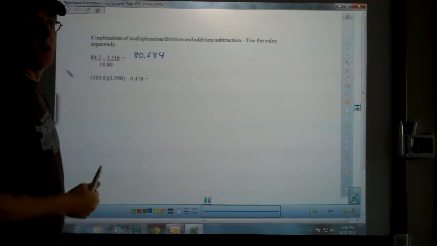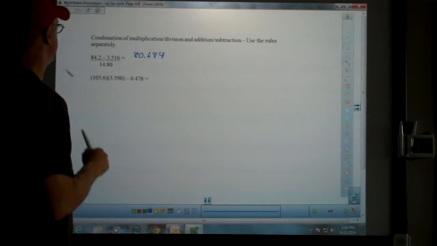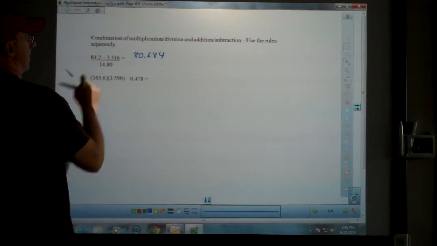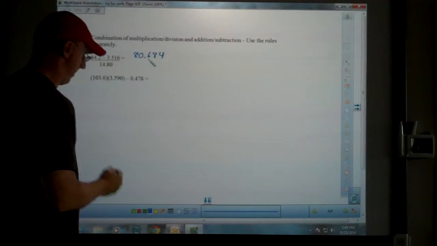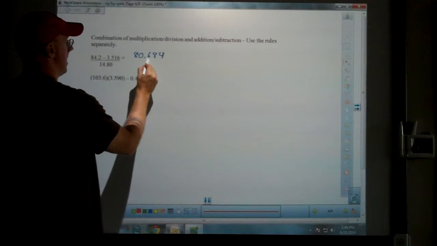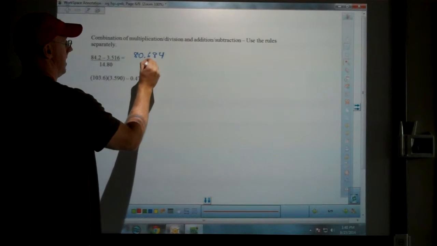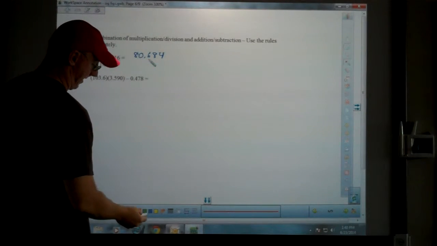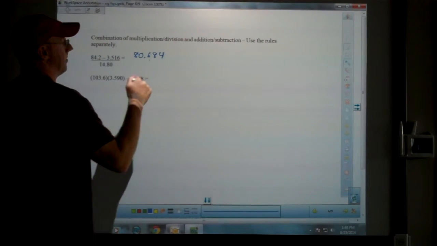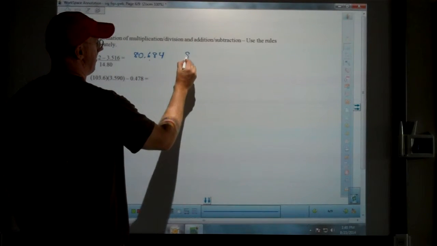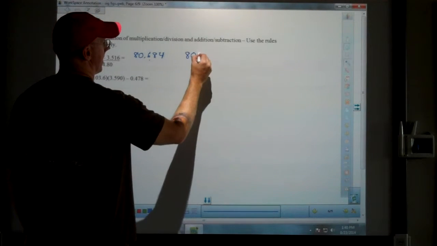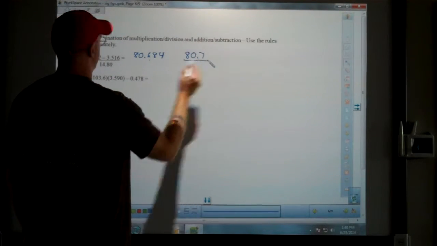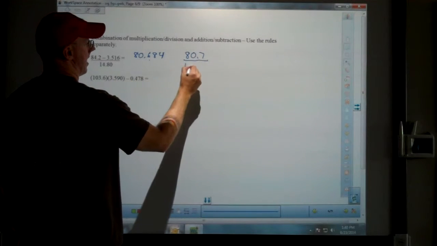And so you would want to use your subtraction rules with your decimal place. So this is 1 decimal place, this is 3. So I want to go over 1 decimal place. So I will want to round to that spot. So next number is 8. 8 goes up. So the top would go to 80.7. And then that's still divided by the 14.80.